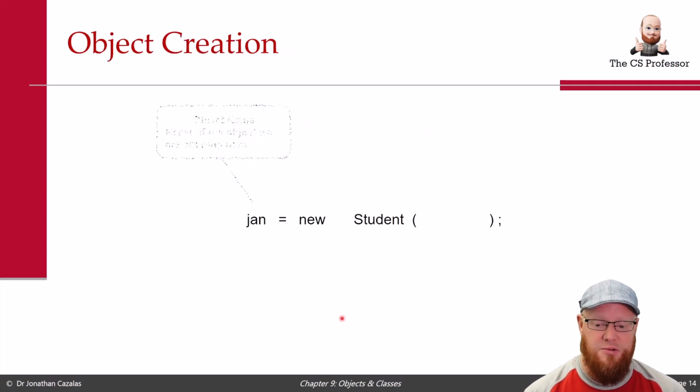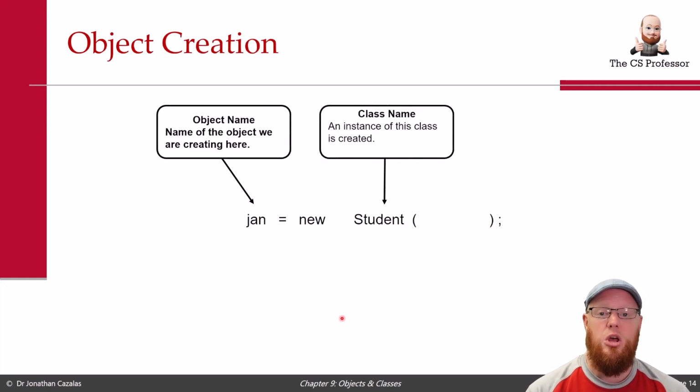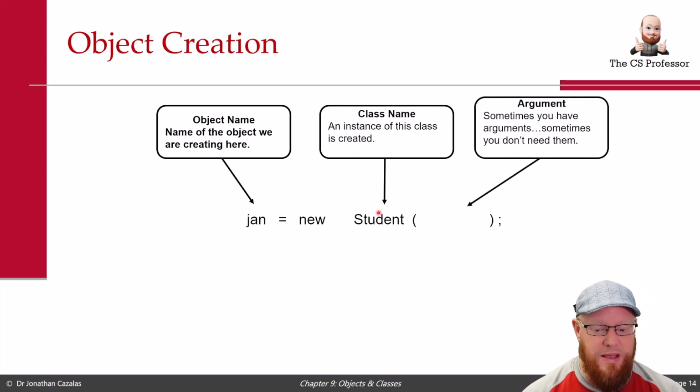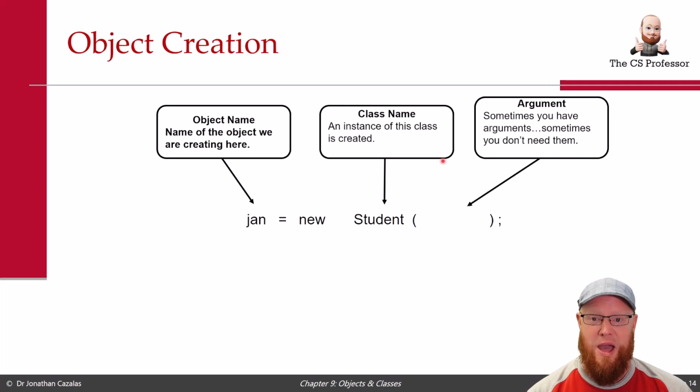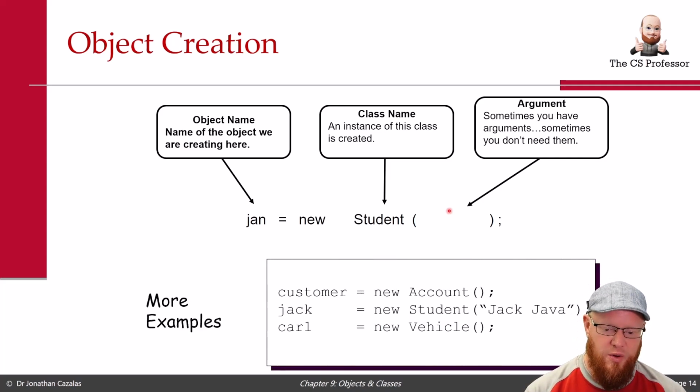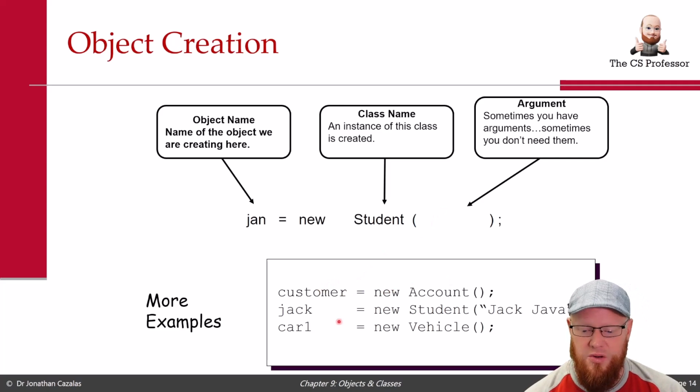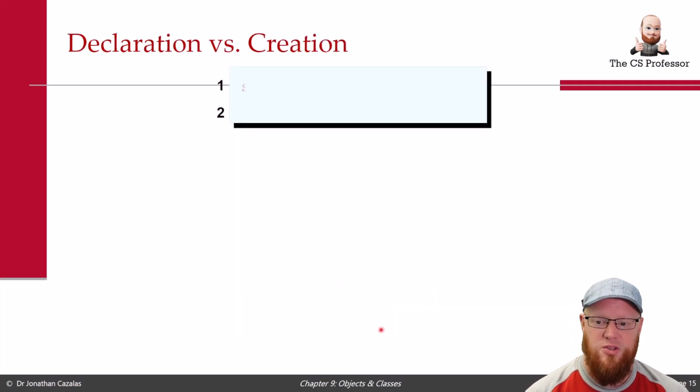Now I can create the object. I could say Jan equals new student. Here I need to specify the data type, the blueprint that I'm trying to tell Java to create an object from. And then within those parentheses, I'm going to specify maybe zero or more parameters, maybe no parameters, or maybe other parameters that will help me construct my object. Other examples, I could say customer equals new account, car equals new vehicle, and so on.